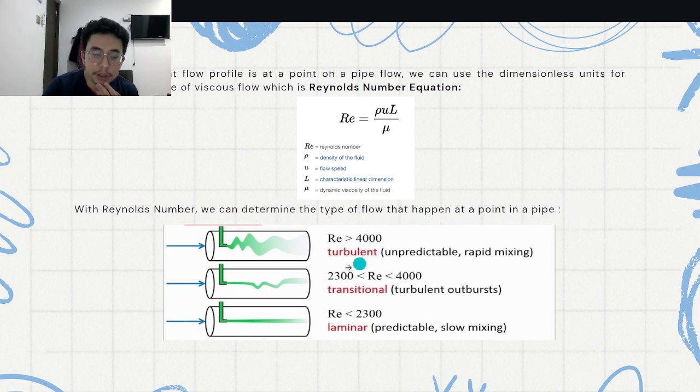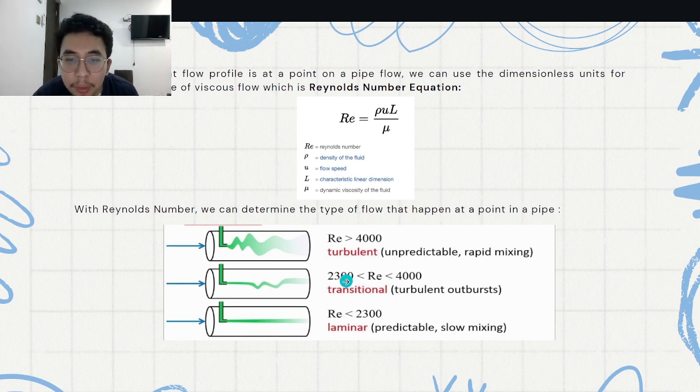As in this picture right here, it tells us that usually the Reynolds number is lower than 2300. Reynolds number is dimensionless, so there are no units behind it. When it's below 2300, it's called laminar flow. Laminar flow has the characteristic of predictable and slow mixing.